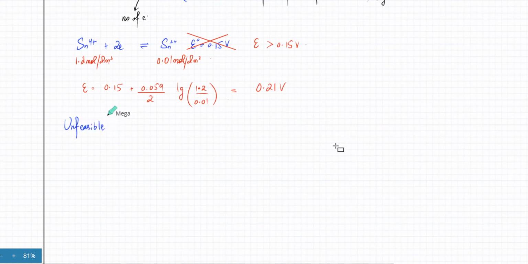you understood how to calculate the potential, right? Yes. So you've got an unfeasible reaction and you try to convert it into a feasible reaction. So for example, let's take the same Sn(4+) equation.